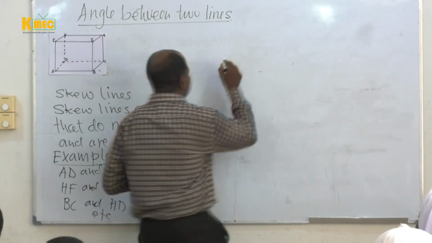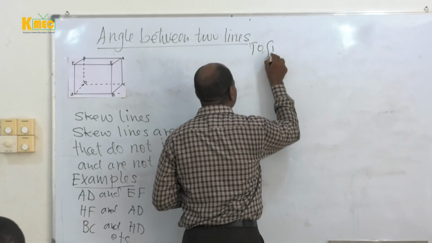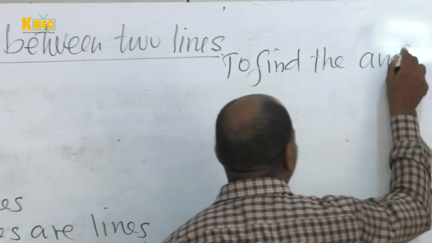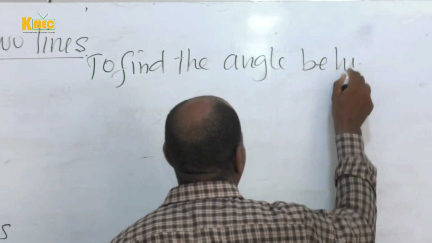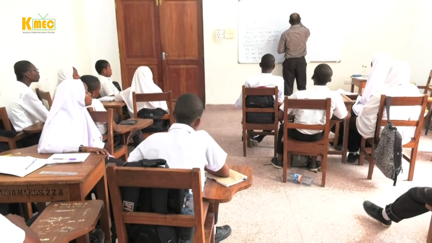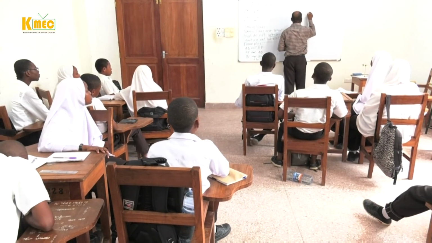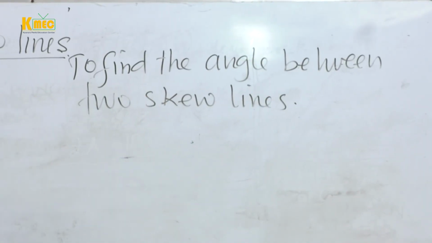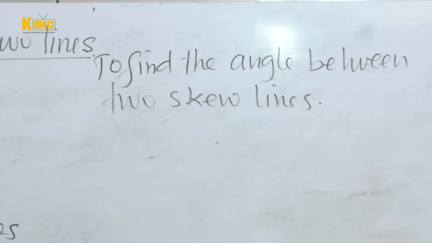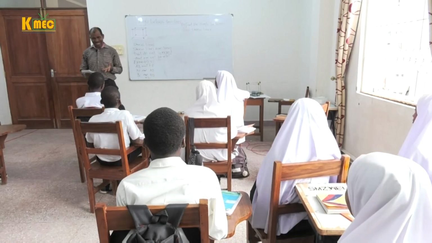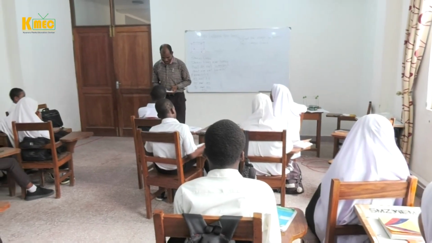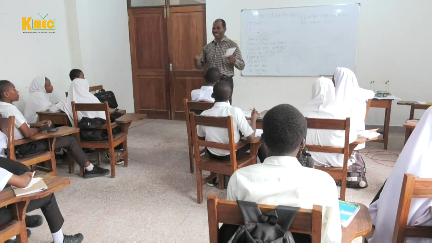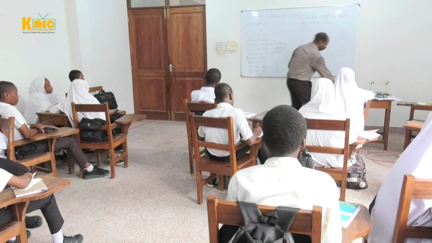So now we want to find the angle between two skew lines. Remember that these lines are not parallel and do not intersect, but there is a possibility of finding the angle of such lines, okay? So let us see how to find these angles.